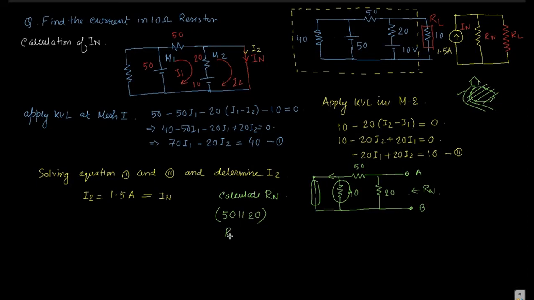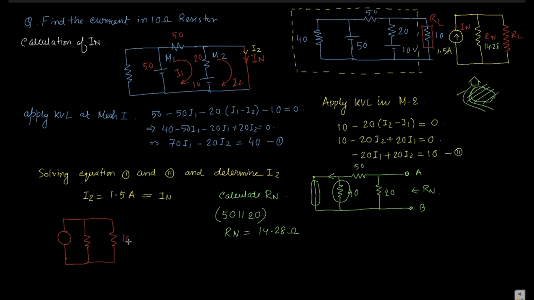So the Rn becomes what? 50 parallel 20, it becomes 1000 by 70, that is 14.28 ohm. So Rn becomes 14.28. Now again I redraw this circuit. The main circuit, the final circuit, is: you get IN, you get Rn, and you get RL, meaning RL is given.